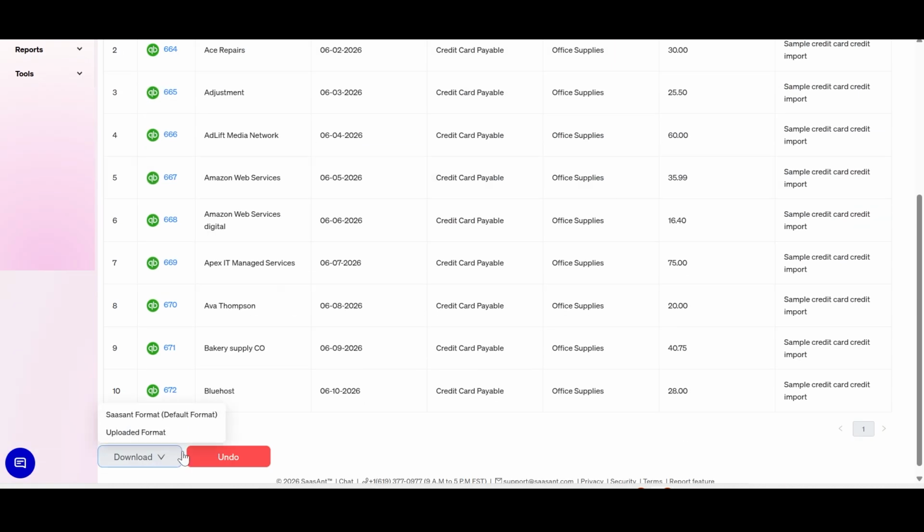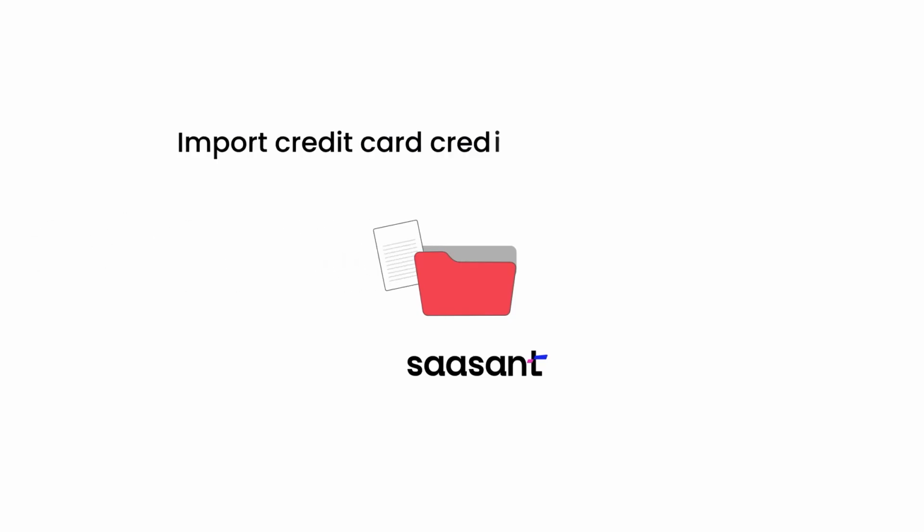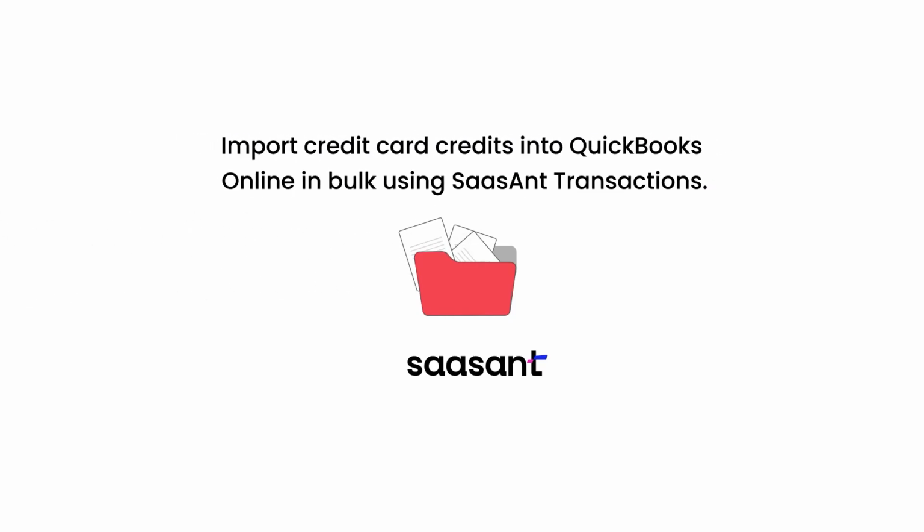If you imported the wrong file or noticed an error after import, use Undo to roll back the credit card credit data and keep your QuickBooks records clean. That's how you import credit card credits into QuickBooks Online in bulk using SaasAnt Transactions.